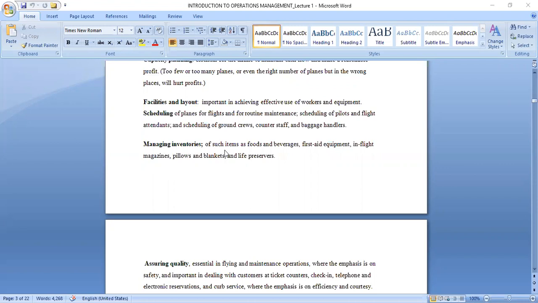for the travelers who are taking the flight, managing inventory will involve managing the foods and beverages. You know, when these people are taking flights in the airplanes, they are given food, they are given beverages, drinks. So managing inventory is deciding how much of the food you'll be able to prepare for these travelers in the airplane.